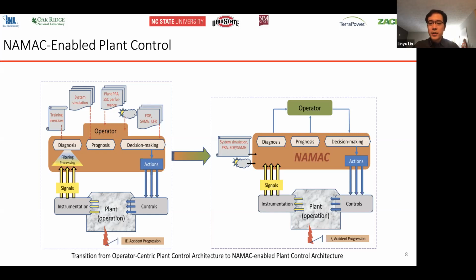While with the new NAMAC-enabled operator control architecture, the NAMAC will do diagnosis, prognosis, and decision-making, based on the knowledge that NAMAC learned from those simulations, risk analysis, and regulatory guide. And finally, a recommendation will be provided to the operator for final decisions. And that is why we call our system a nearly autonomous control system, because we still have a human involved in the control. It's not fully autonomous.